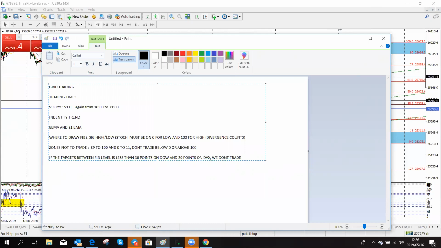Those levels are just too risky because we have to take the spread into account. So if the targets between the fib levels is less than 30 points on the Dow, 20 points on the DAX, we don't trade. So the smallest level there is probably 50 to 61 or 50 to 38, depending if we're long or short. If that's not at least 30 points on the Dow, we're not going to trade it. It's just too small. We're going to rather just sit it out. Or the fibs are in the wrong place. Okay, so that's what we're going to look at there.